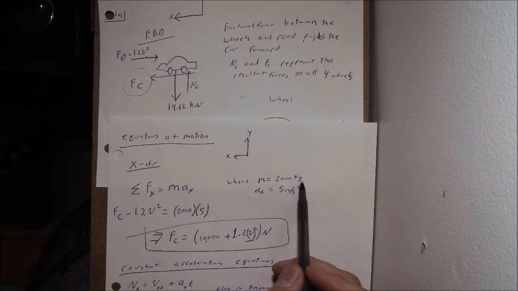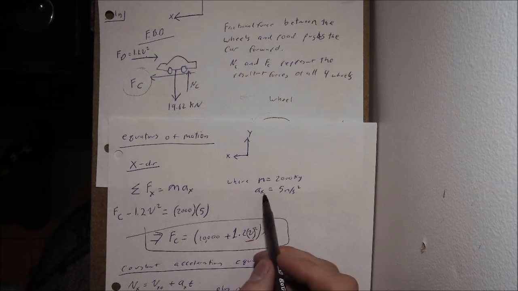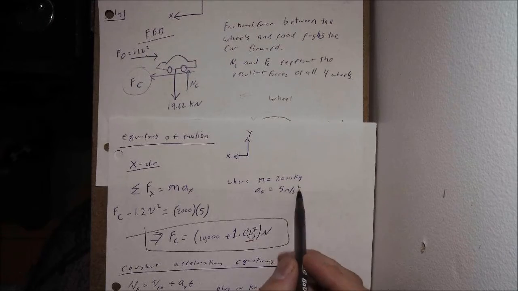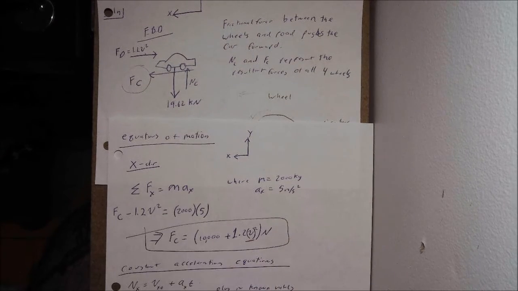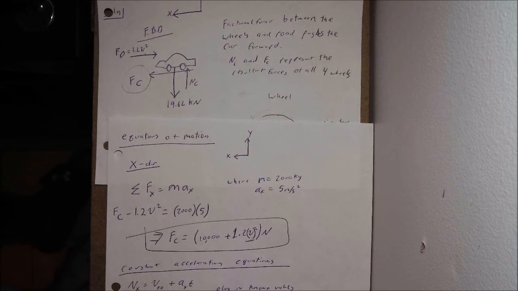So remember, it gave us the mass in megagrams. We need to convert to kilograms here. And our a sub x, acceleration in the x direction, is given in the problem statement as 5 meters per second squared. So we have our right-hand side of our equation from Newton's second law that we can plug in for our summation of forces to get our equation of motion.